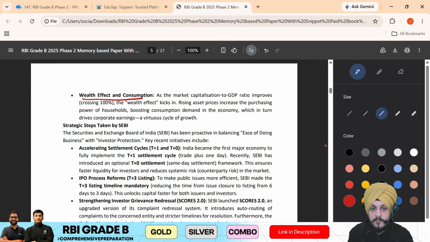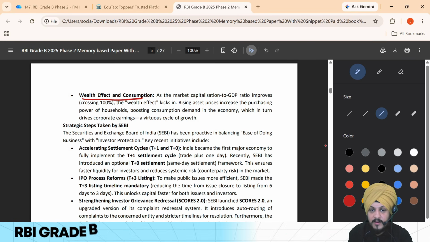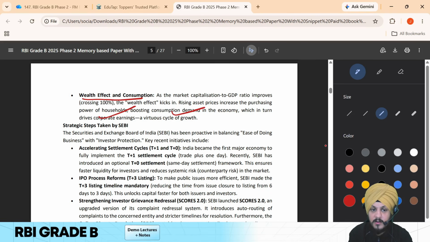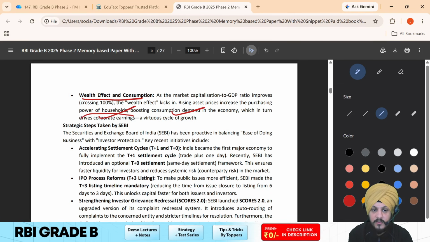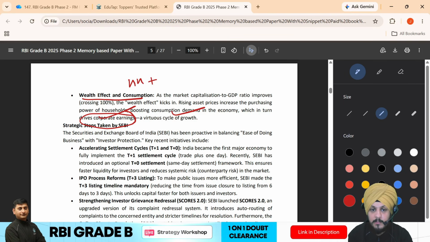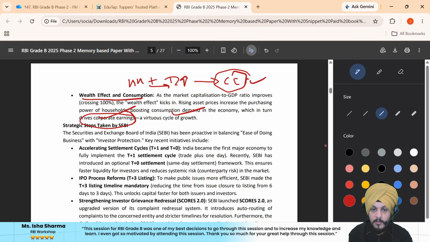Then wealth effect and consumption. As the market capitalization to GDP ratio improves, the wealth effect kicks in, and rising asset prices increase the purchasing power of households, which boosts consumption demand, right? Which in turn drives corporate earnings. So everybody is getting benefited. Households are also getting benefited. Demand is getting increased because of that when the households get benefited, and due to this, the corporate earnings get increased. They are also able to reap the benefit, right?